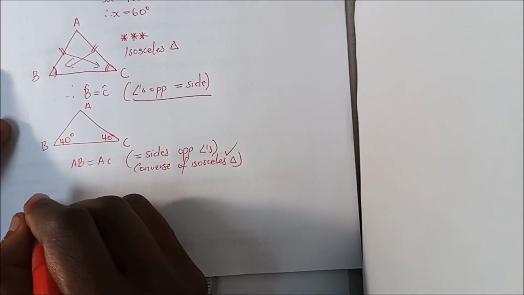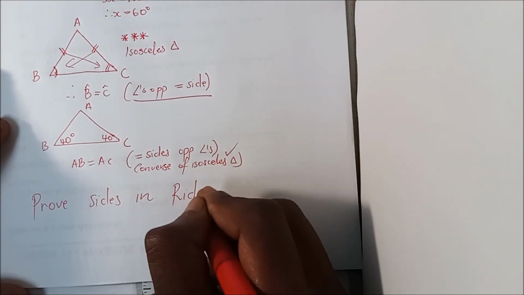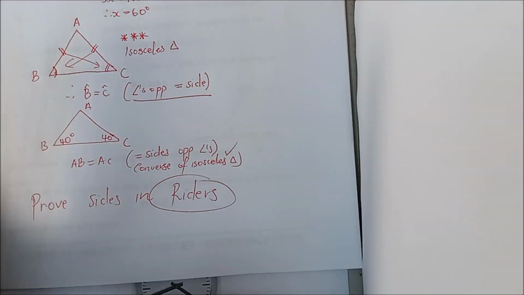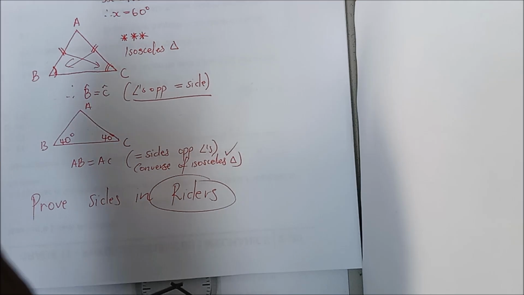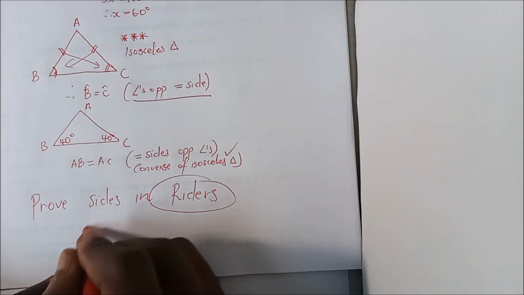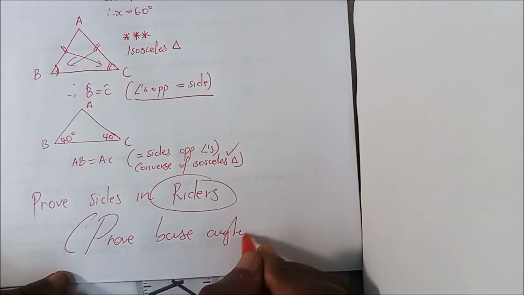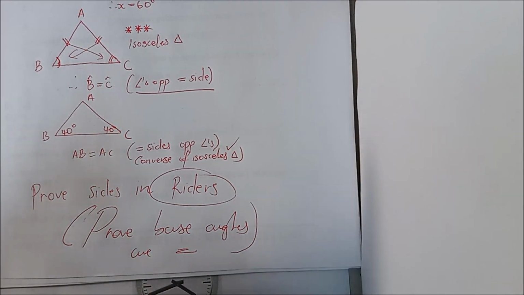So to prove sides in riders, it means in grade 11 Euclidean geometry and grade 12 Euclidean geometry. So if a question says, prove that AB is equal to BC, what must come to your mind? Or if the question says, prove that triangle ABC is isosceles, what must come to your mind? What must come to your mind is proof base angles are equal. This is how you prove sides in Euclidean geometry. You prove that the base angles are equal.